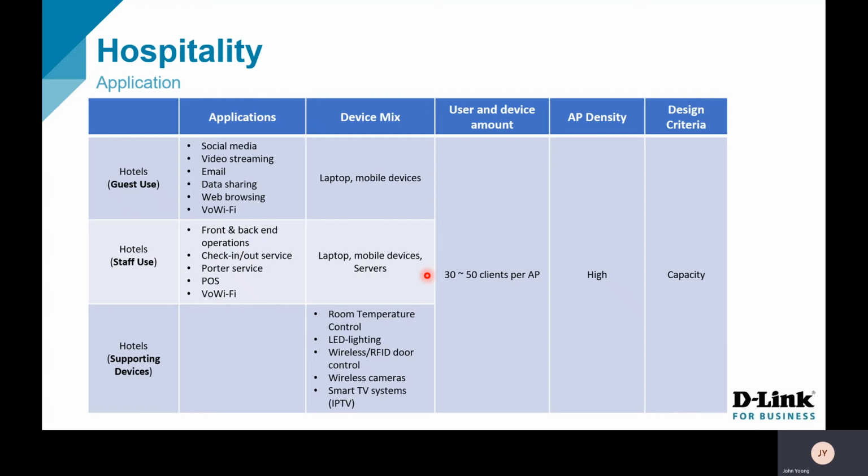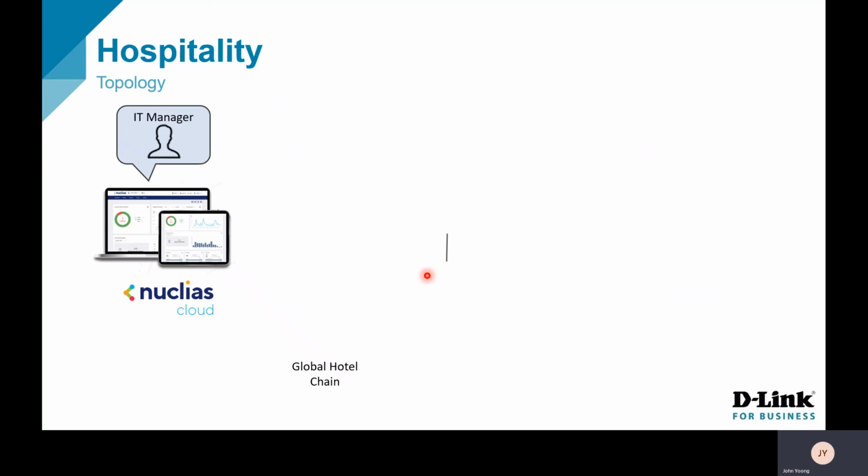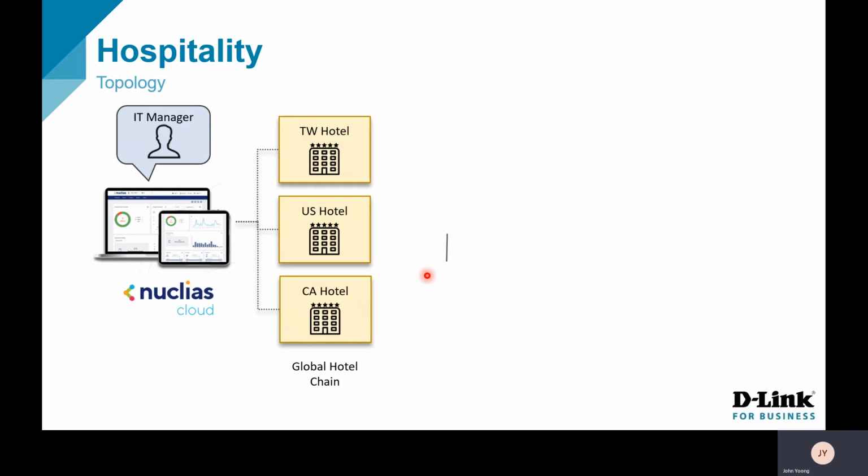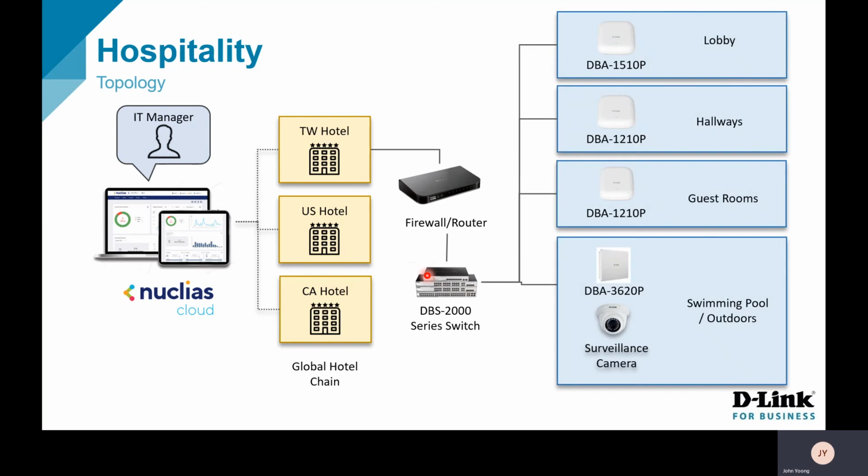and those TV systems. So the topology under the hotel, the IT administrator using the Nuclias Cloud portal is able to see all the organizations, the different hotels in different locations, and they will be able to manage individual devices behind. So we have a firewall, we have a core switch, then followed by all the edge switches. For the edge switch, we have the DBS 2000 to PoE all the APs, all the DBA series, and even the camera itself.